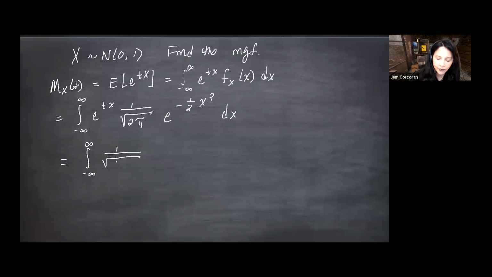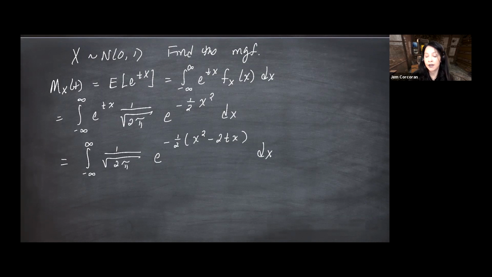So I'm going to combine these e's, and because I want to kind of use integrating without integrating and get another normal back, I'm going to leave a negative 1/2 out front, and I'm going to write this as x squared minus 2tx. And then to make it really look like a normal, I'm going to complete the square of that exponent.